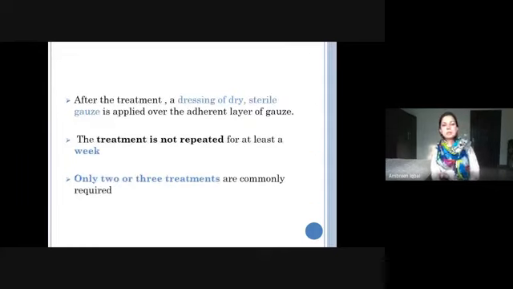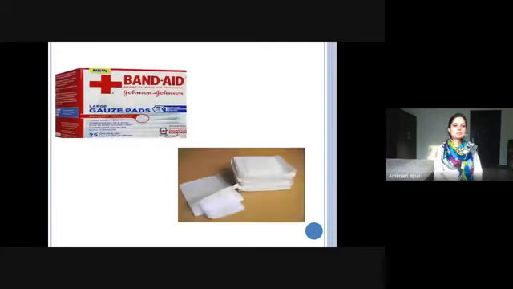After the treatment, a dressing of dry sterile gauze is applied over the adherent layer of the gauze, and the treatment is not repeated for at least a week. Only 2 to 3 treatments are commonly required. This is a picture to show you the gauze.